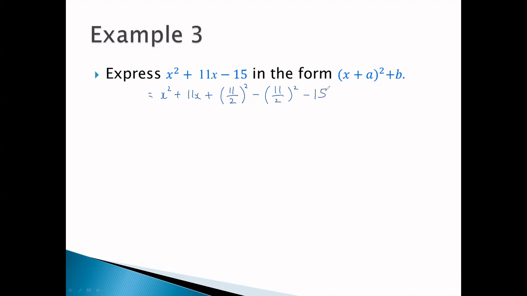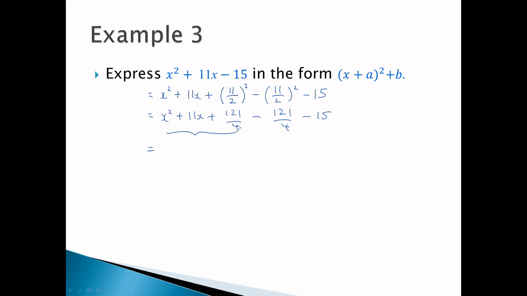So I plus something, I plus this 11 over 2 squared, and then I must subtract it, right? Same thing, right? Now, I get x squared plus 11x. Okay, I'll need a calculator for this. 11 over 2 squared. 121 over 4. Minus 121 over 4 minus 15. Again, I'm going to use my calculator to factorize this. If you don't know how to do so, please refer back to my earlier video.